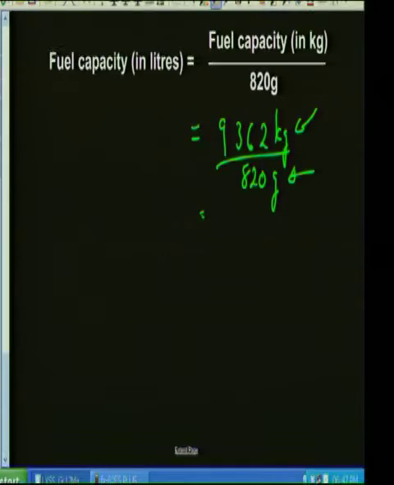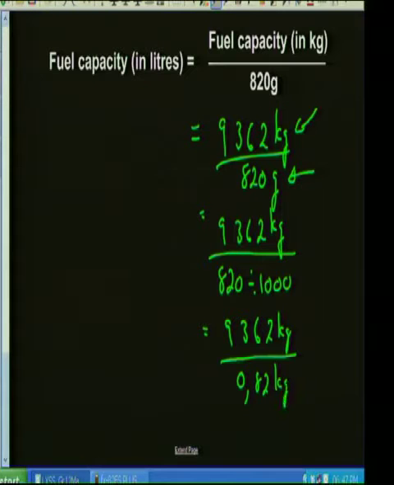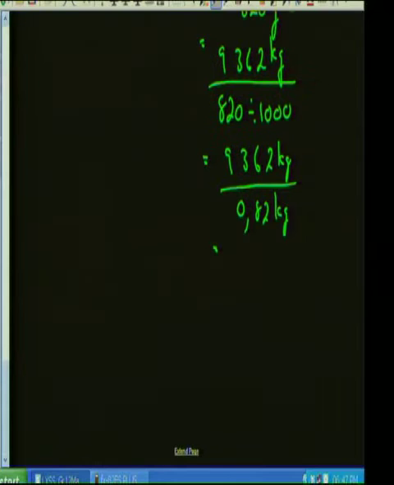So we've got 9,362 kilograms over 820 grams, but I'm changing the grams to kilograms. Now, how many grams in a kilogram? You should know this by now, grade 12. 1,000, hey? So I'm going to divide that by 1,000, and I'm going to land up now with 9,362 kilograms divided by 0.82 kilograms.